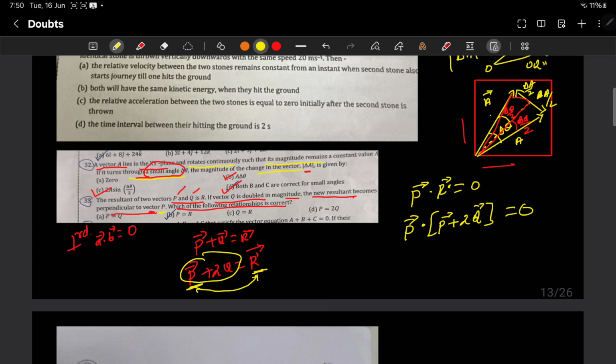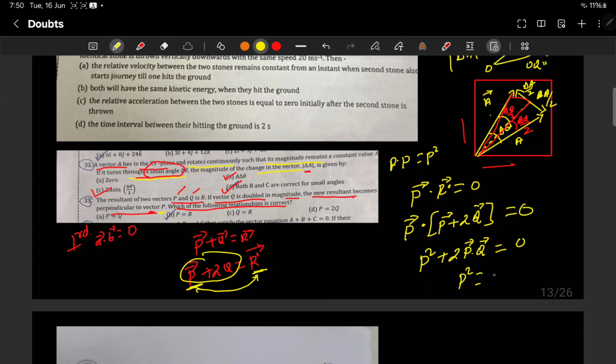அப்போ if we solve this, okay, so what we will get? P ulla multiply pannalam. So you will get p dot p, parallel vector, so you will get p square plus 2 இது உள்ள போனார்னா you will get p vector dot q vector. Okay, so இங்கே p dot p தான் வரும். P dot p is nothing but p square, ஏன்னா cos 0 is 1. அப்போ this will be equal to 0.